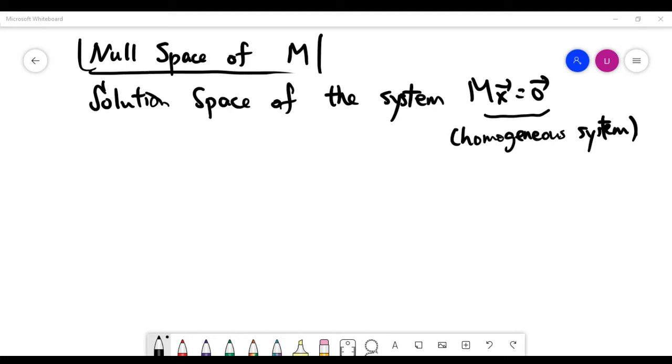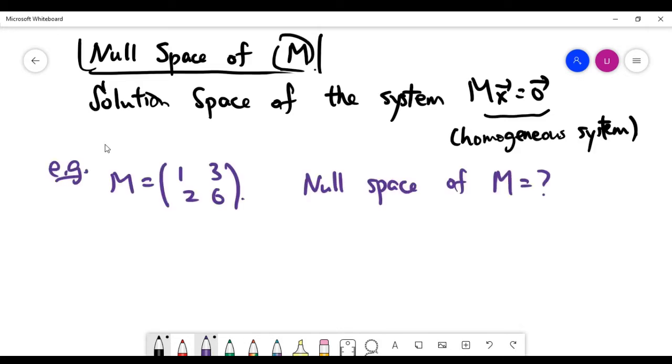So in this video, we would like to look at the new concept, which is called the null space of a matrix M. It is defined to be the solution space of the homogeneous linear system with the coefficient matrix, the same as the matrix we look at. And let's look at an example now. So please try to describe the null space of the current matrix M.